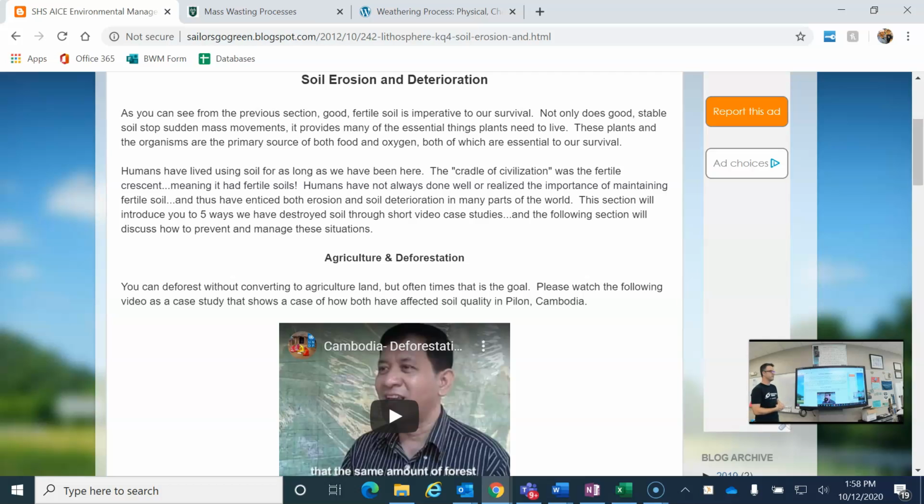Now, we've lived using soil for as long as we've been here. The cradle of civilization was the Fertile Crescent. Why? Because it had fertile soils. We learned about that a long time ago, but it's because they were good for farming. Places that didn't have good soil weren't good for farming. Humans have not always done well or realized the importance of maintaining fertile soil, and thus we have enticed both erosion and soil deterioration in many places in the world.